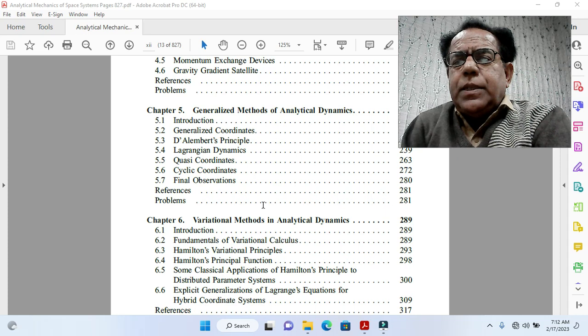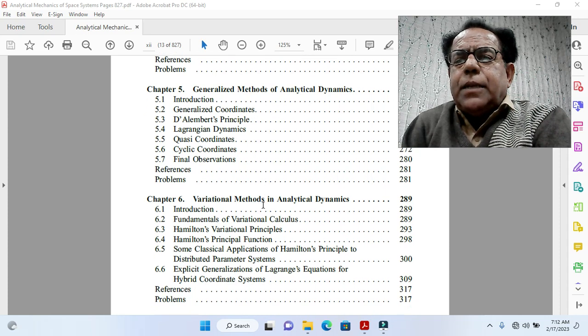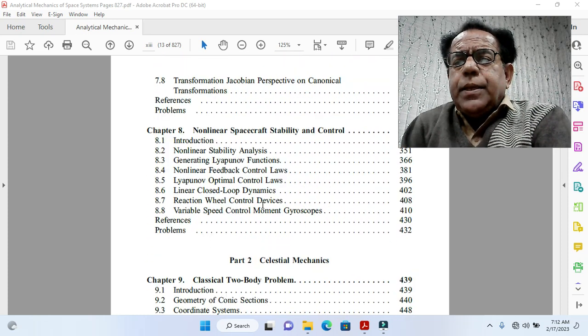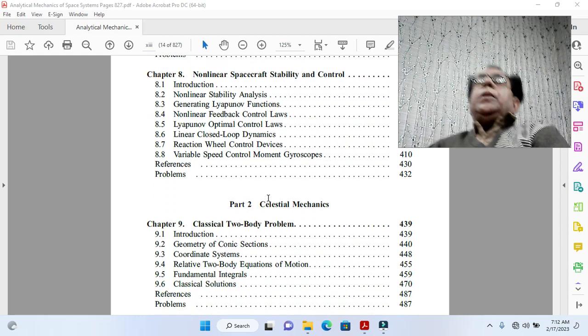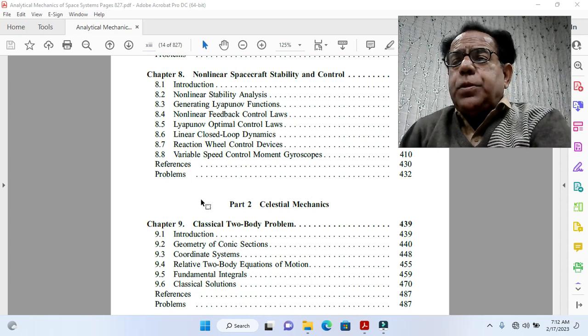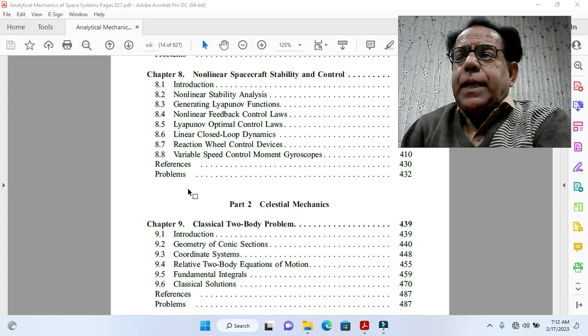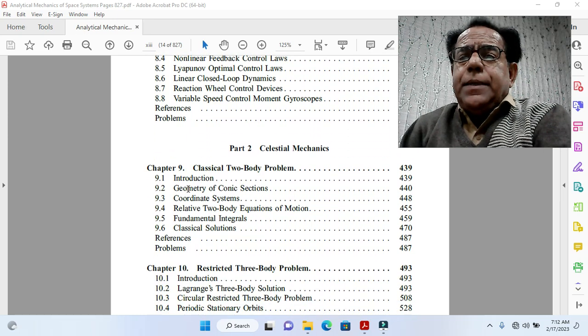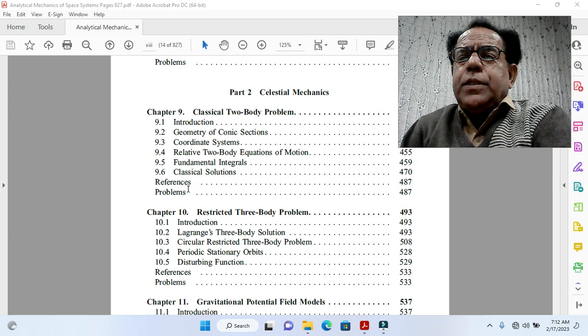Chapter number 6 is variational methods in analytical dynamics. Chapter number 7 is Hamilton's generalized formulations of analytical dynamics. Chapter number 8 is non-linear spacecraft stability and control. Now part 2 of this book begins, which is about celestial mechanics. Part 2 begins with chapter number 9, classical two body problems.